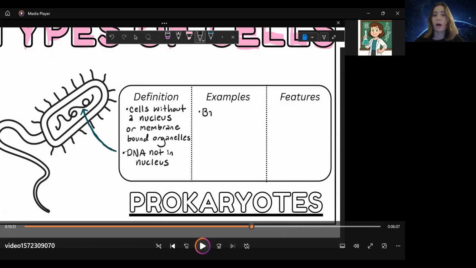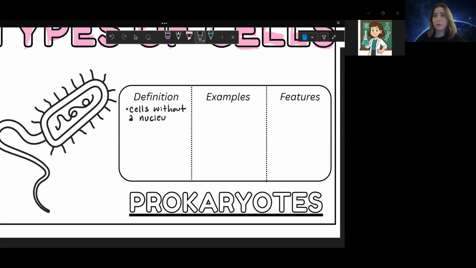So, common examples of prokaryotic cells are bacteria and archaea. Now, feature-wise, they are going to be different than our eukaryotes. They tend to be smaller and simpler. So if we're thinking our eukaryotes are large like this, our prokaryotes would probably be really, really small. They tend to be more simple because they don't have those membrane-bound organelles.